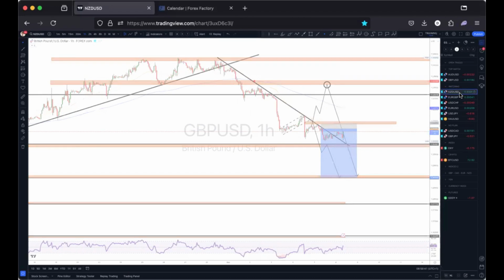Moving forward to the next pair, which is Kiwi dollar. All right, so on Kiwi dollar, what do we have right now?